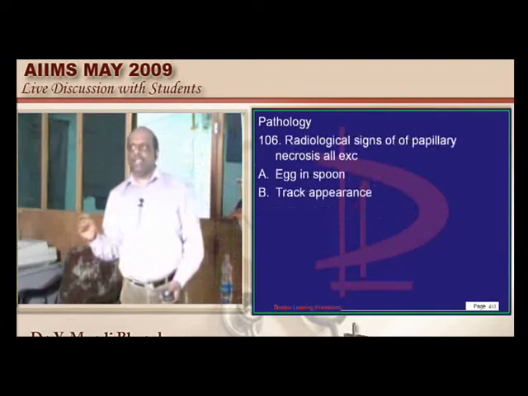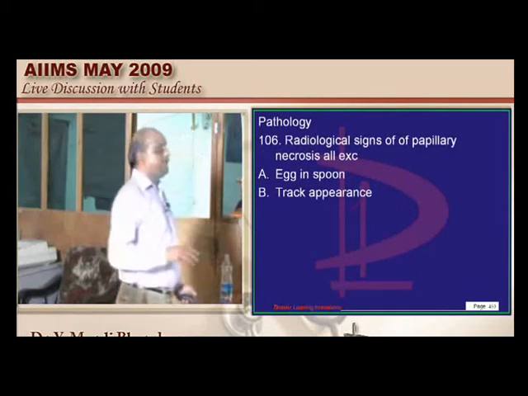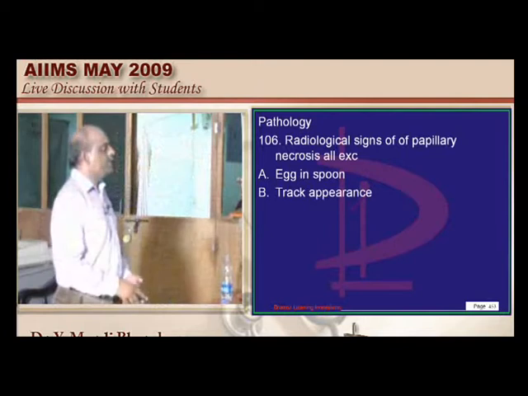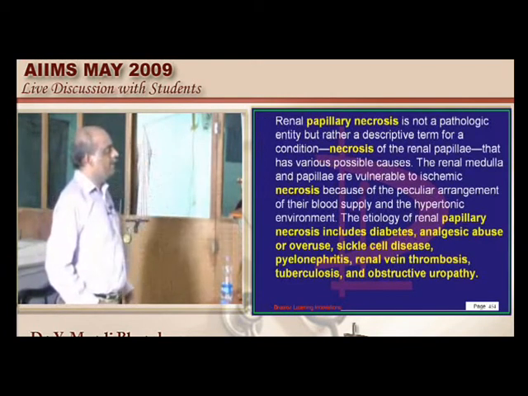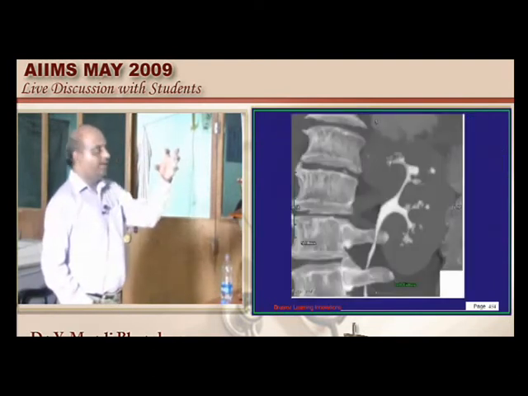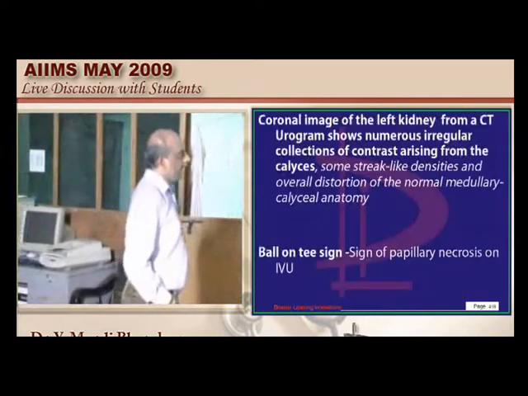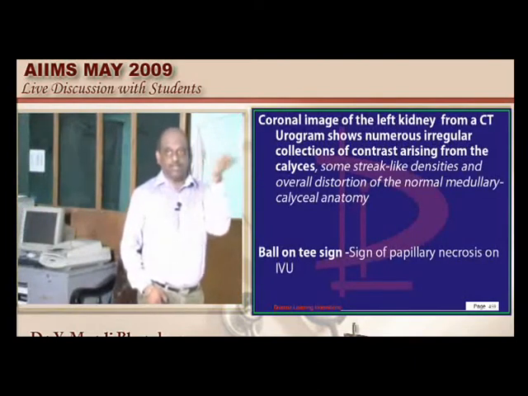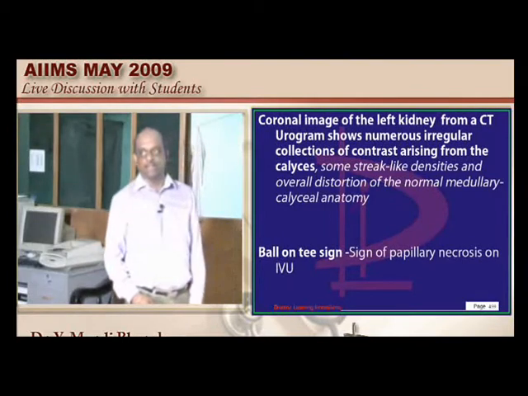In papillary necrosis, what is the radiological sign par excellence? It is the lobster's claw sign, which is the linear streaks of contrast in papillary necrosis. Are you able to see the lobster's claws in this case of papillary necrosis? Hope you are seeing that. Then ring shadows will also be another radiological feature, but I am not sure again about the spoon and track appearance.